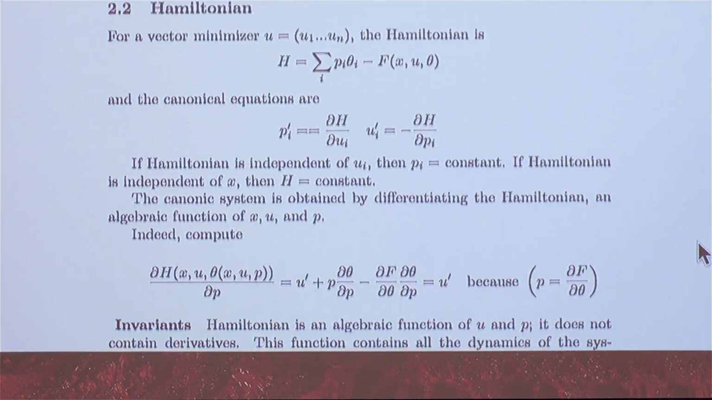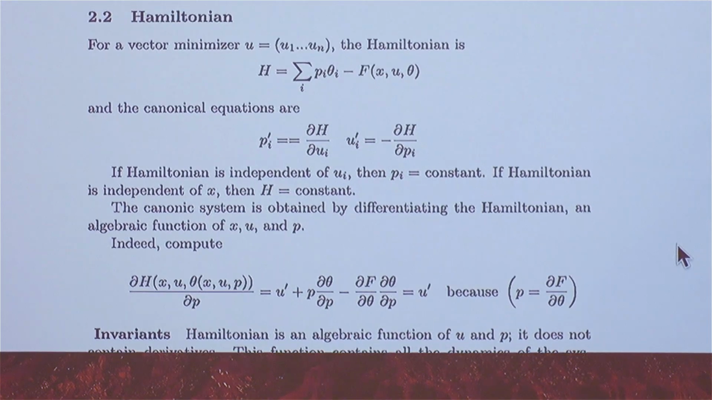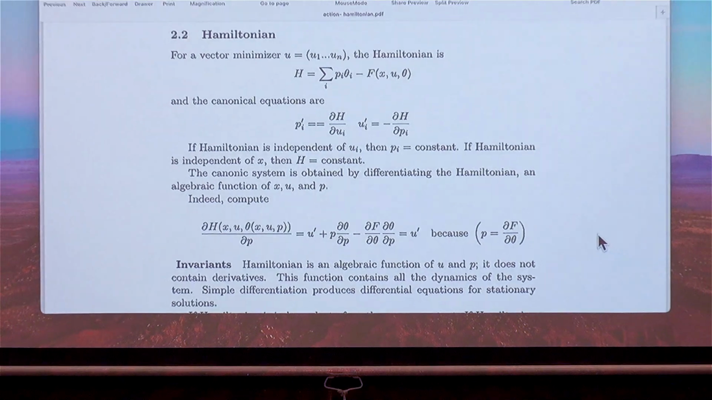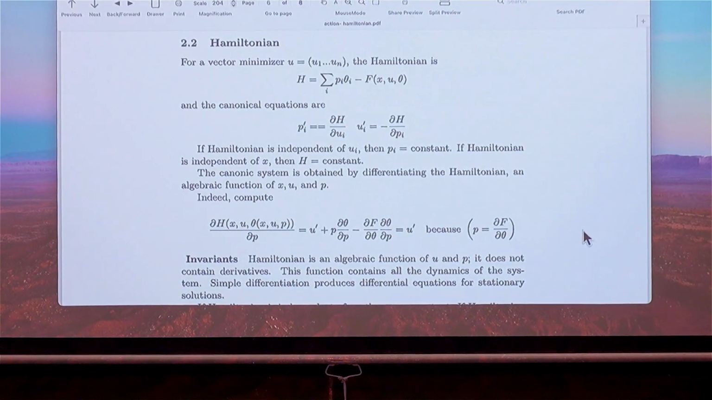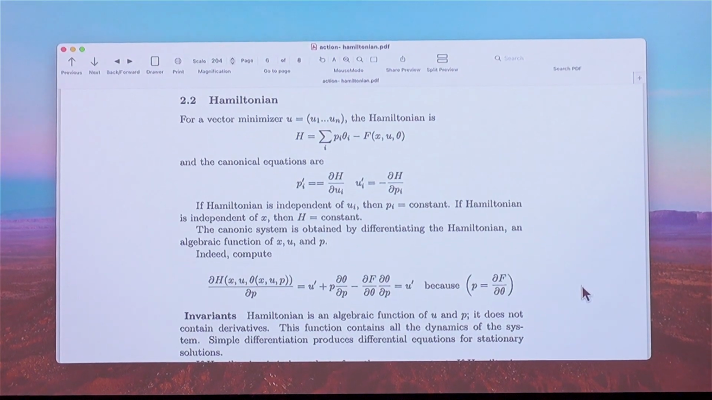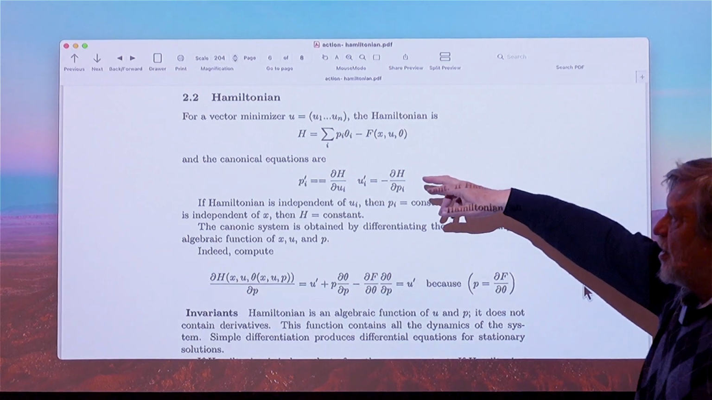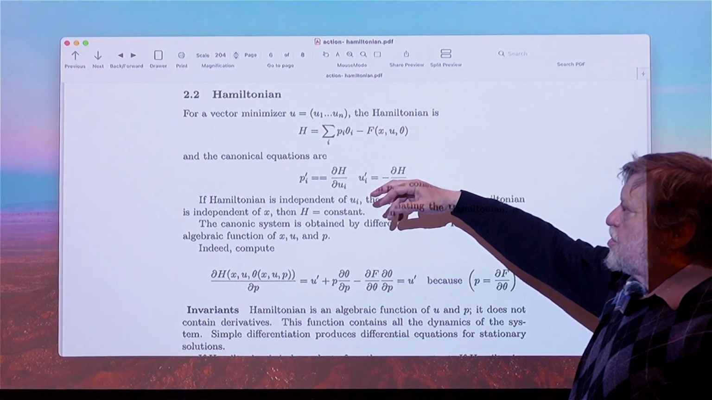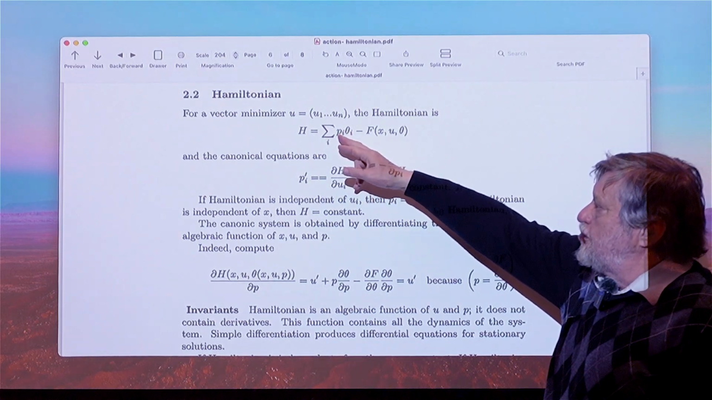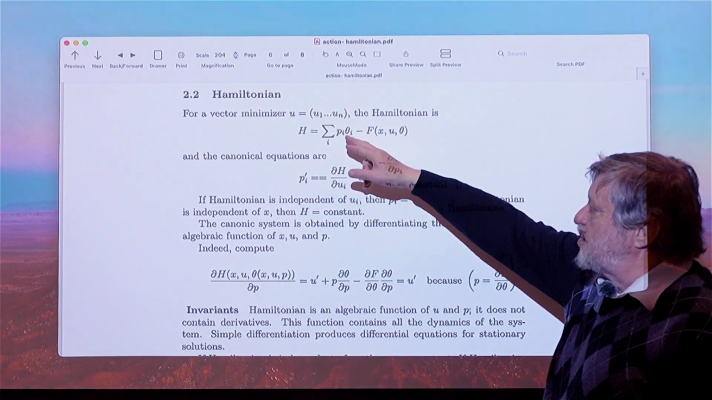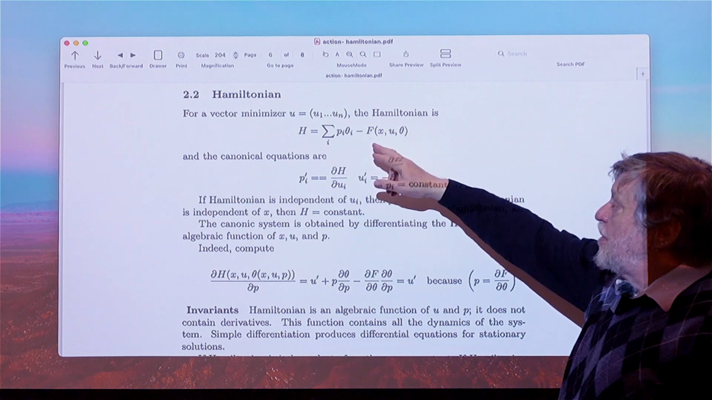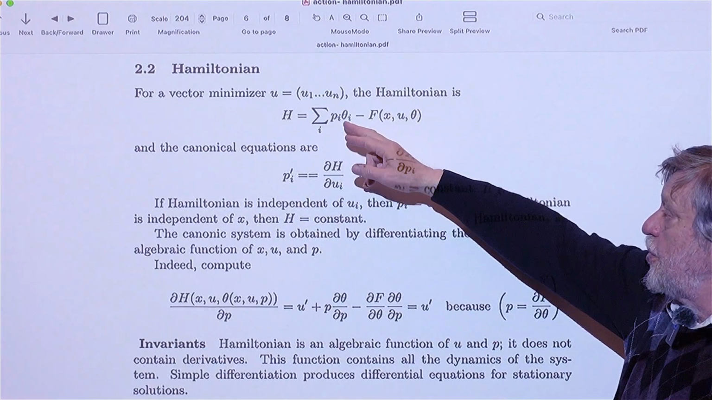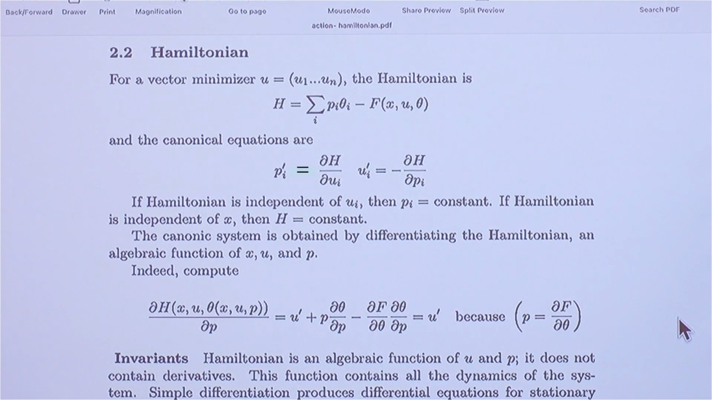What is the Hamiltonian then? Having this form, we would introduce a function that we call the Hamiltonian, and I write this function for vector minimizer u, which will be just the sum of the scalar product of vector p and vector theta minus f of x, u, and instead of u prime, again I put theta. And here also the theta is instead of u prime.